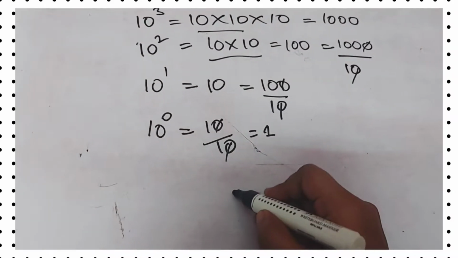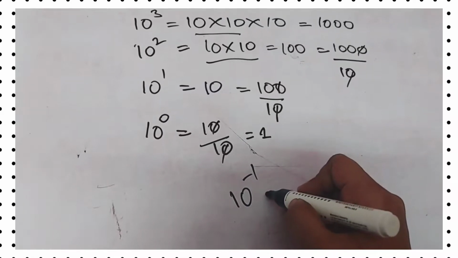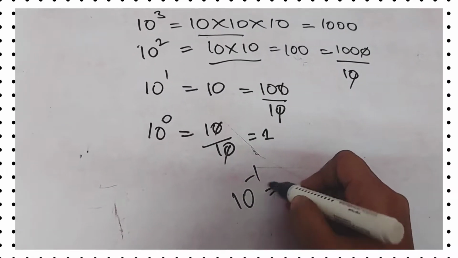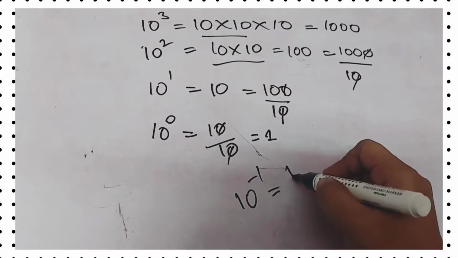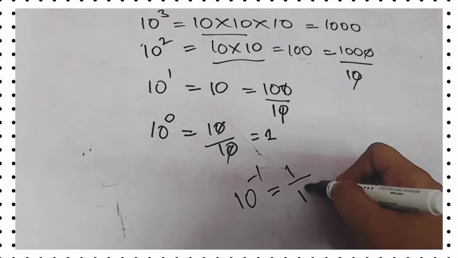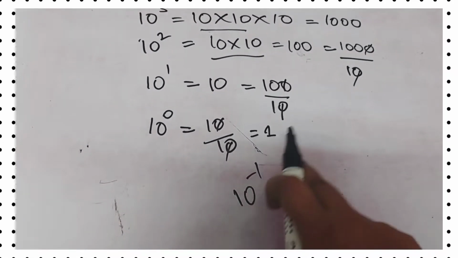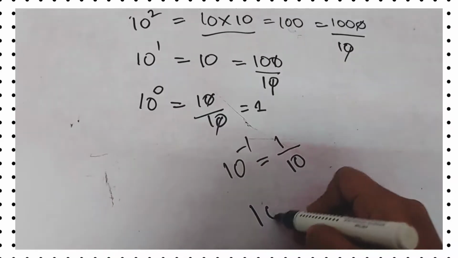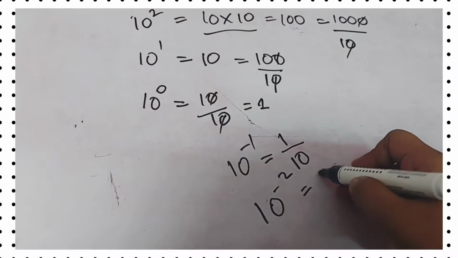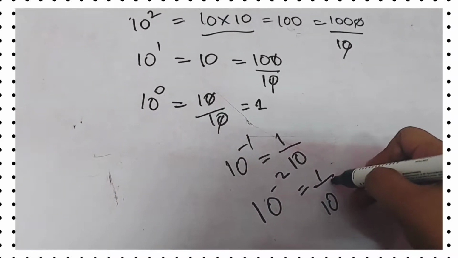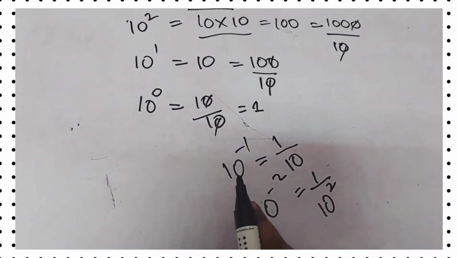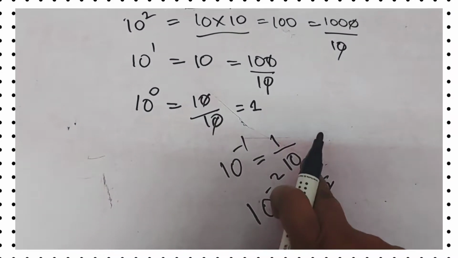So now what is 10 to the power of minus 1? How do you have to write it? You have to take 1 by 10. For 10 to the power of minus 1, you have to take 1 by 10. For 10 to the power of minus 2, you have to take 1 by 10 to the power of 2. So this minus 2 will become 2 and you have to take 1 by.